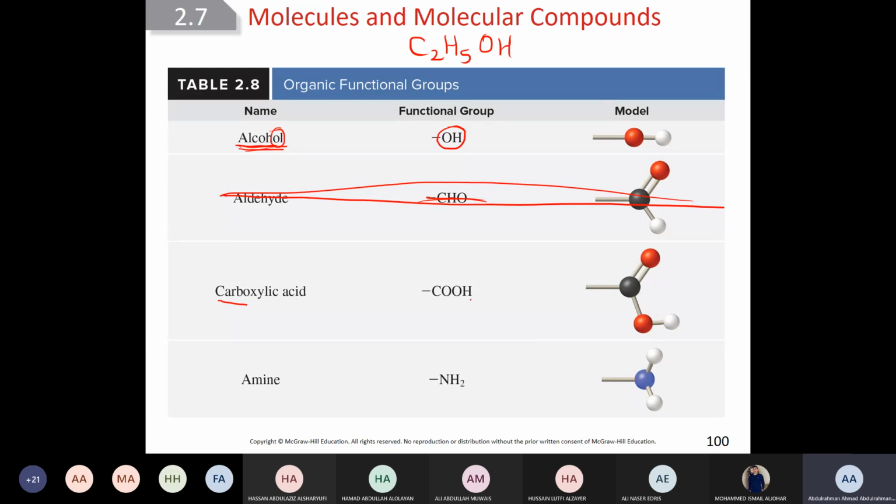Now, if it is COOH, or like we sometimes write it CO2H, and the best way to write it is C double bond O, OH, all of these 3 forms are the same. If we have this bonded to an organic compound, then we call it carboxylic acid. The most famous one is CH3COOH. What's this? This is called acetic acid.